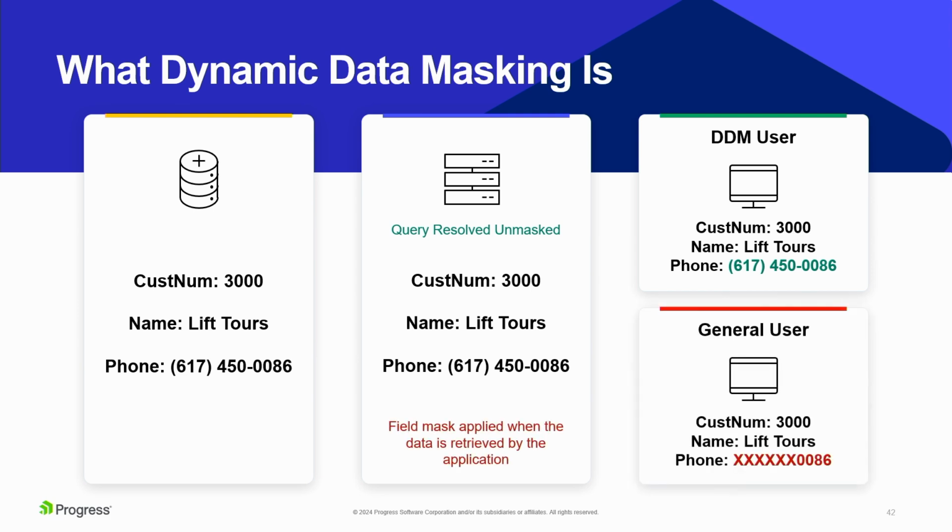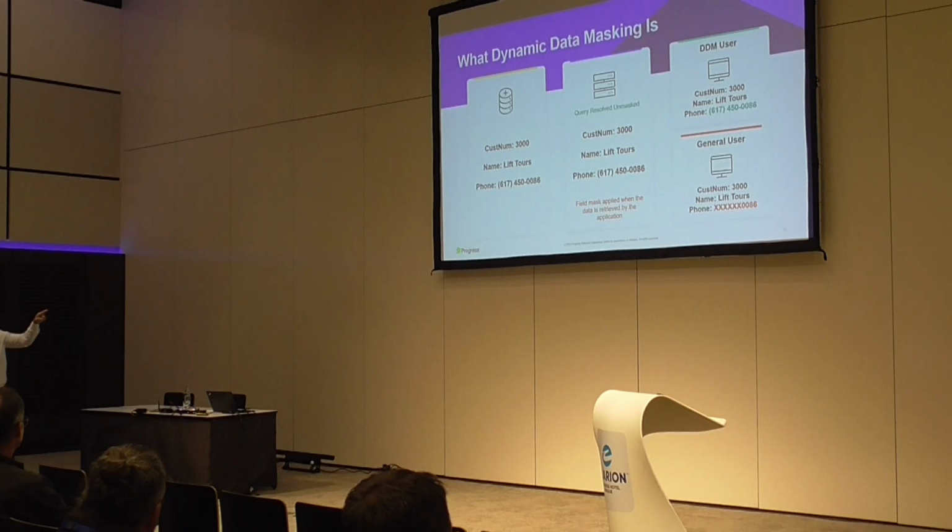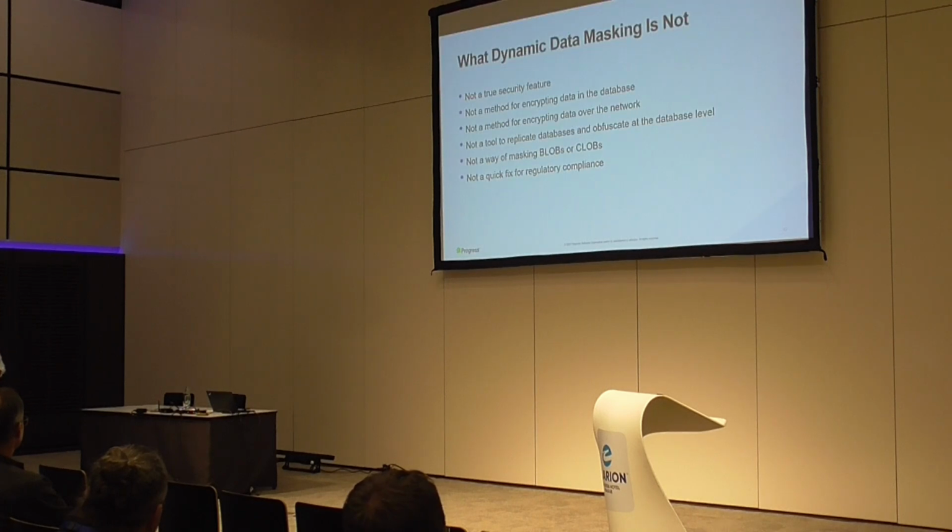Then you have a non-DDM user that doesn't have access to that information, that shouldn't have access to that information. When that non-DDM user tries to display that information, running a display statement or an export statement out of the ABL, that information is masked.